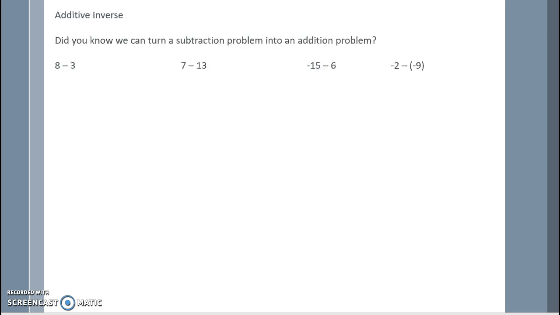The additive inverse. Did you know we can turn a subtraction problem into an addition problem? So here I have a set of subtraction problems. Let's turn them into addition problems, something that we're more comfortable with perhaps. So 8 minus 3 is the same as 8 plus a -3, or 7 plus a -13, or -15 plus a -6, and -2 plus 9. Oh, this should be plus a -9. No, plus 9.